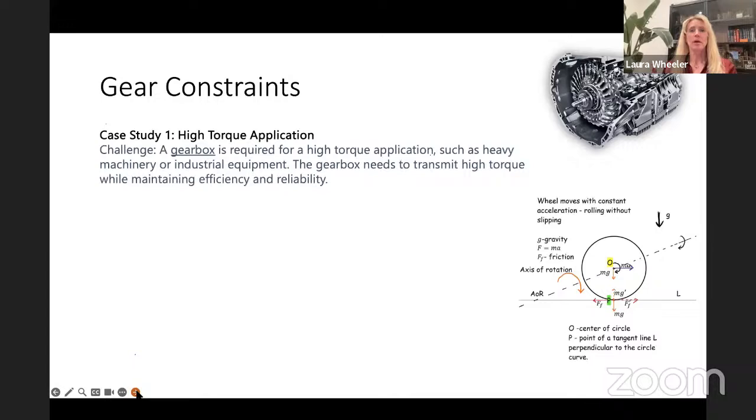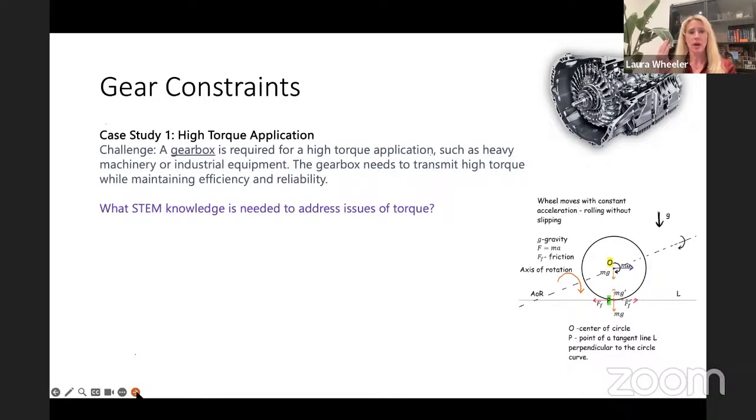So here is one potential problem or constraint. Here's our first case. We have to consider spur gears in high torque applications. So our challenge is we need to be able to potentially consider a gearbox that can be required for a high torque application. If you had heavy machinery or industrial equipment, the gearbox needs to transmit high torque while maintaining efficiency and reliability.